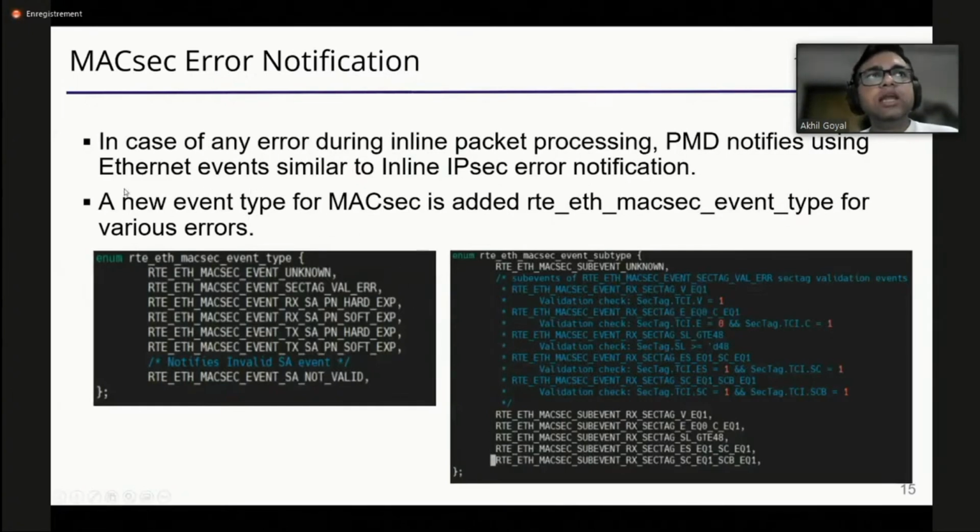Now these are the error notifications that the PMD or the hardware can specify, like when the packet is received, what the error is in that particular case. It will do a validation of the sectag, whether it has some bits in the sectag which are not valid, and it will specify using this event subtype. Similarly, it will also notify whether the hard expiry or the soft expiry of the packet number has come, for receive and transmit.